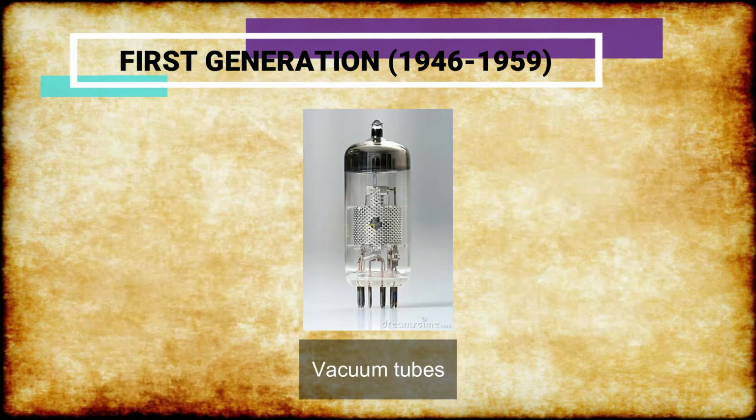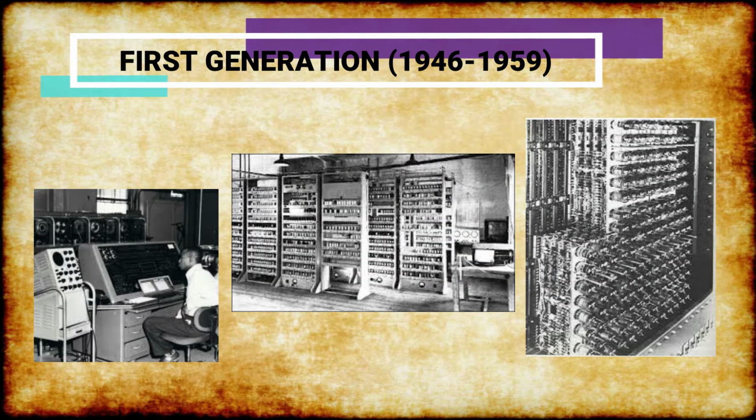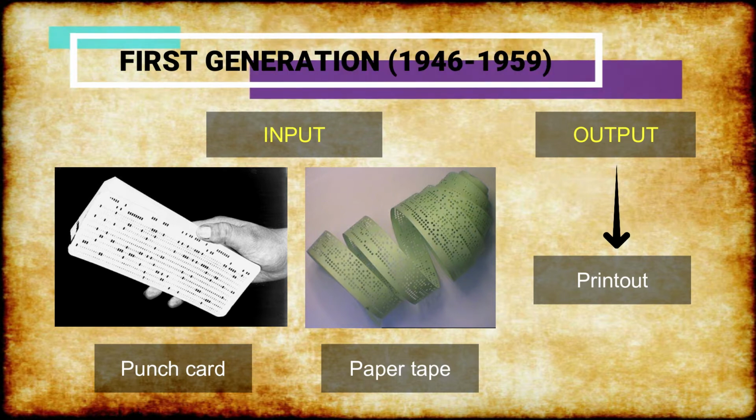The computers of first generation used vacuum tubes as the basic components for memory and circuitry for CPU. These tubes, like electric bulbs, produce a lot of heat, which was often the cause of malfunctions. First generation computers relied on machine language, the lowest level programming language understood by computers. The input was based on punch cards and paper tape, and the output was displayed on printouts.